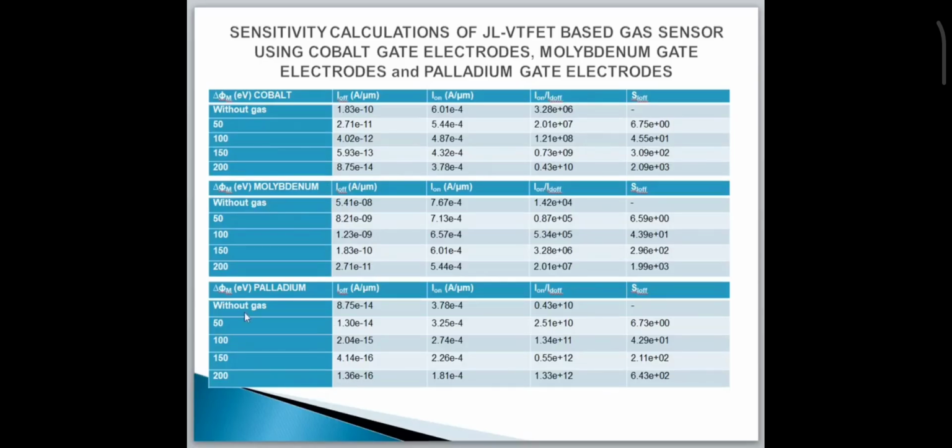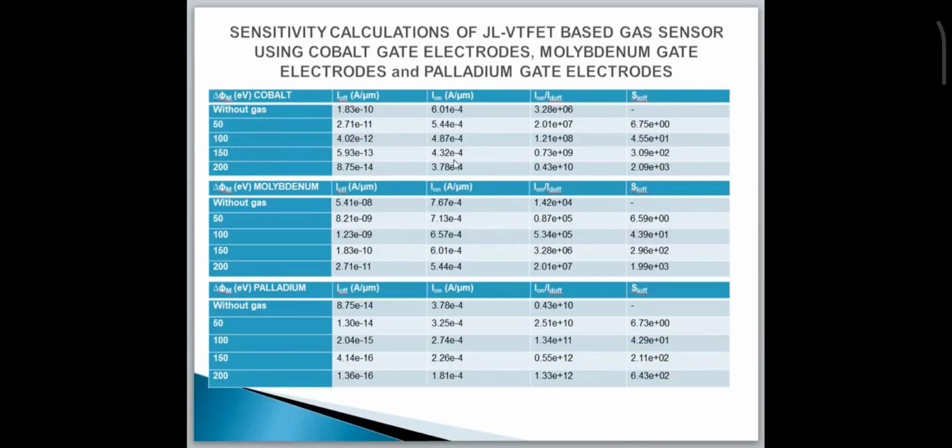But in the case of the palladium gate electrode, you get an off current around 10^-14, very high, without gas molecule. If you apply the gas molecule at the gate electrode, the off current reduces very fast, up to 10^-16 ampere per micrometer. You can note that there is approximately no change in the on current in the case of cobalt, molybdenum or palladium electrode.